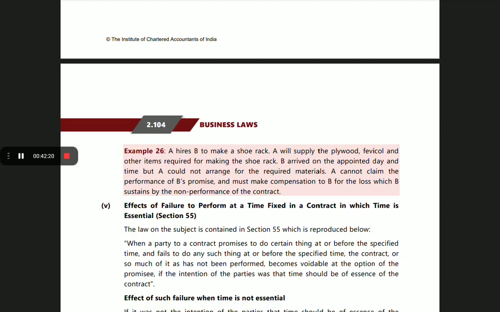Example: A hires B to make a shoe rack. A will supply the plywood, Fevicol and other items required for making the shoe rack. B arrived on the appointed day and time, but A could not arrange for the required materials. A cannot claim the performance of B's promise and must make compensation to B for the loss which B sustains by the non-performance of the contract.